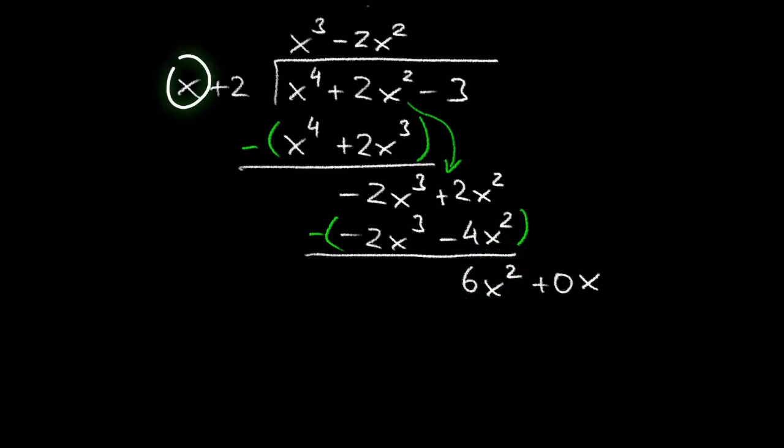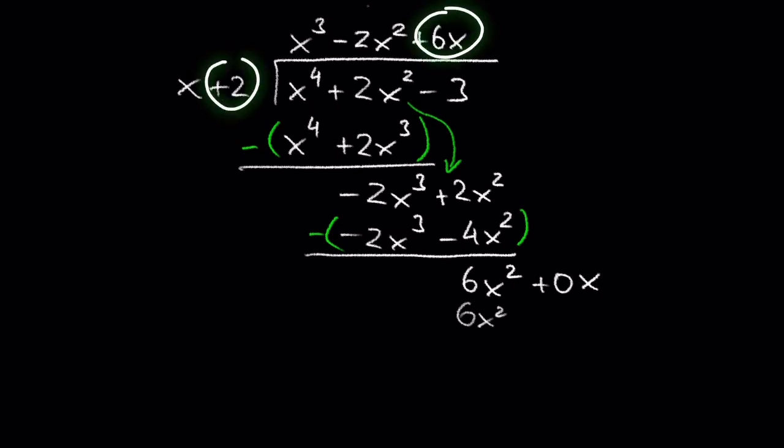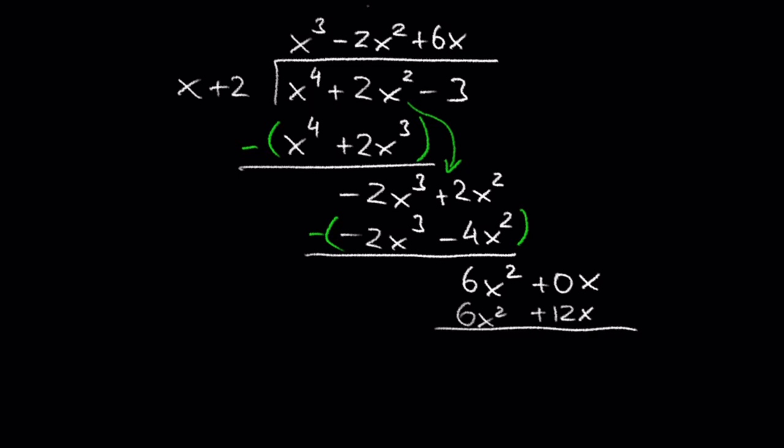6x squared divided by x is 6x. 6x times x is 6x squared. And 6x times 2 is 12x. 6x squared minus 6x squared is 0, and 0x minus 12x is minus 12x. Now we can bring down the negative 3.